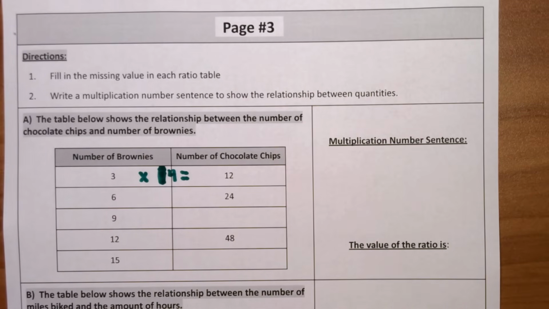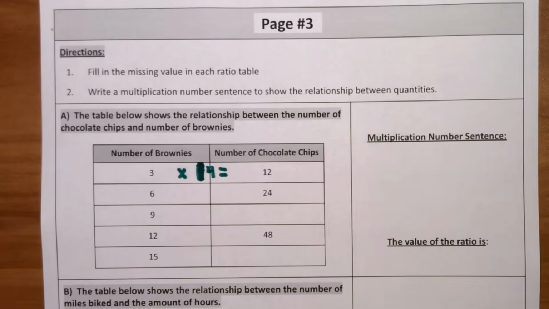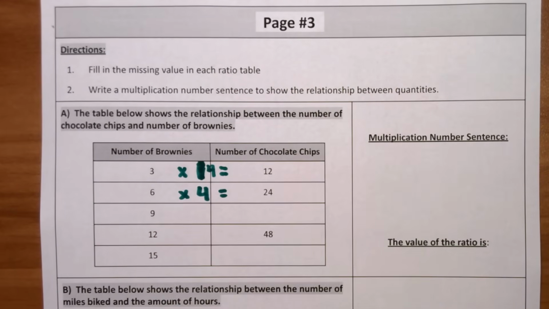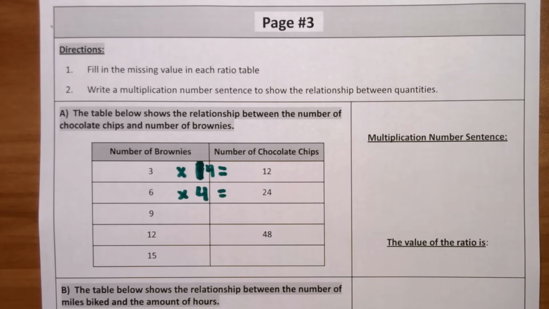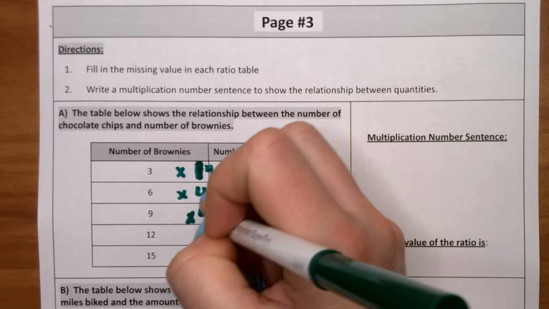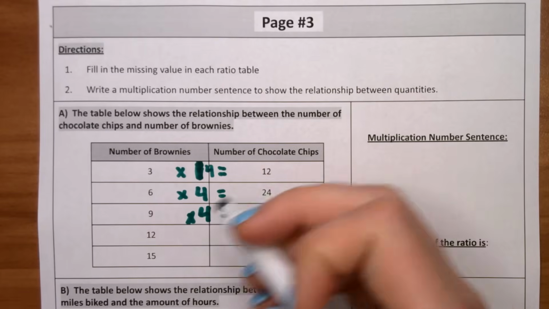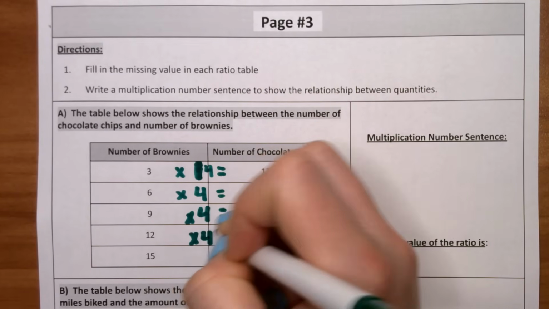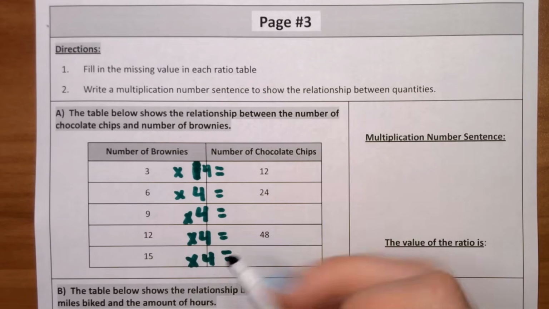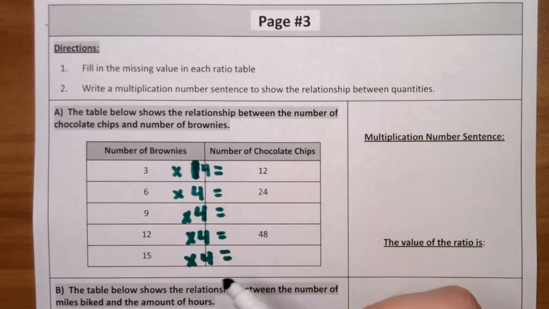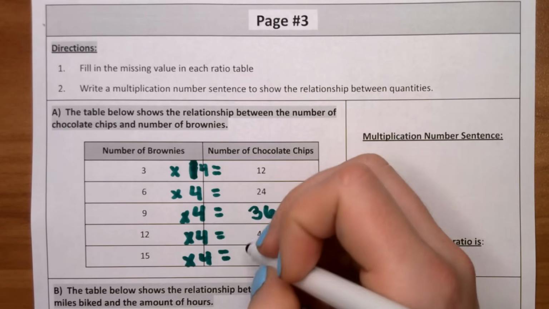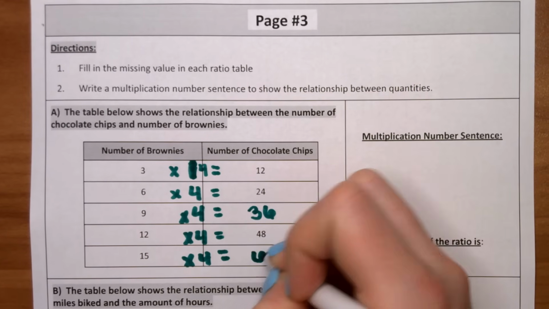Let's see if that pattern continues in our ratio table. Is 6 times 4 24? Yep. So I'm going to continue that pattern down. 9 times 4. I'll write my answer here. 12 times 4 is 48. And then we can write what 15 times 4 is here. So 9 times 4 is 36. And 15 times 4 is 60.